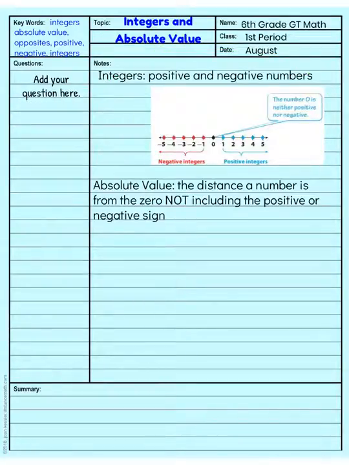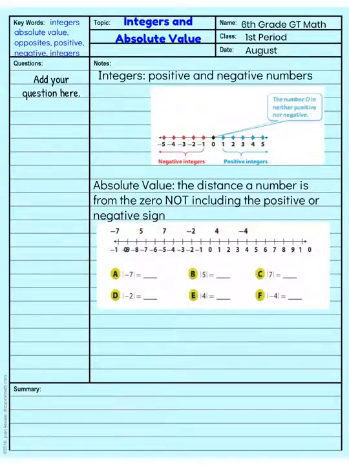Alrighty, now we're going to go with absolute value because our notes are on integers and absolute value. So absolute value is the distance a number is from the 0, not including the positive or negative sign. So pause if you need to write that definition. So for instance, if I have the number -7, the lines are what we use as our absolute value symbol to show that we want to find the absolute value.